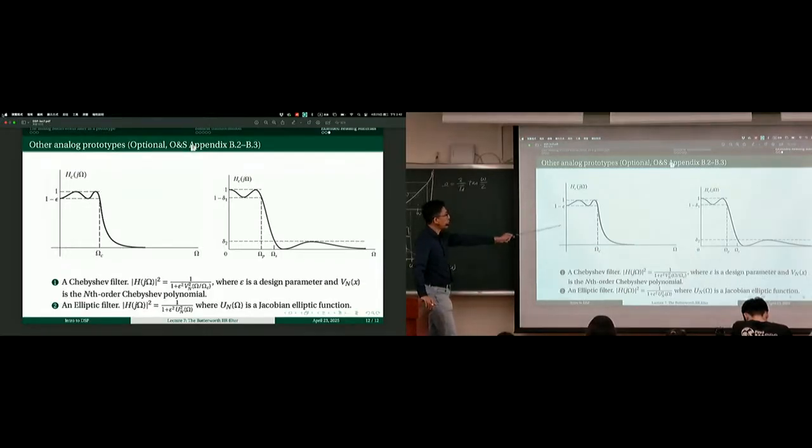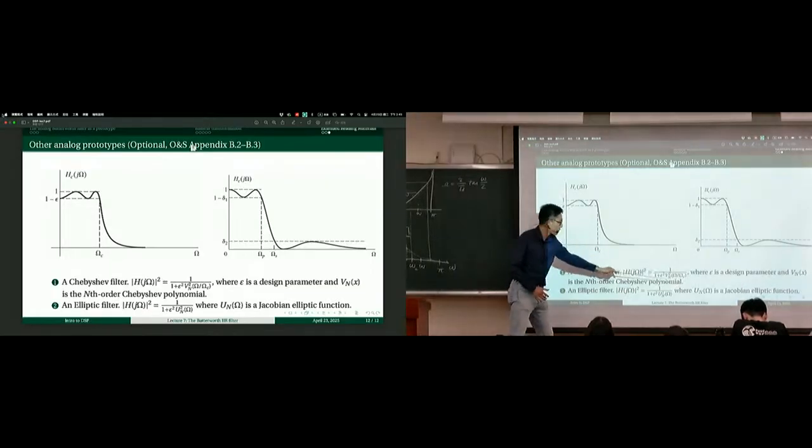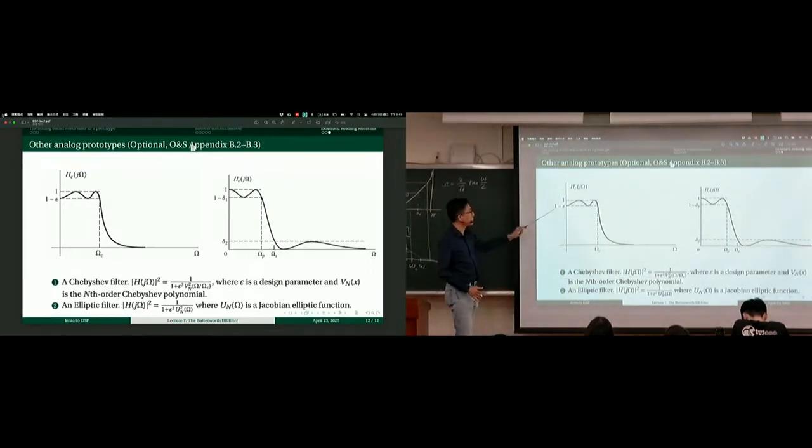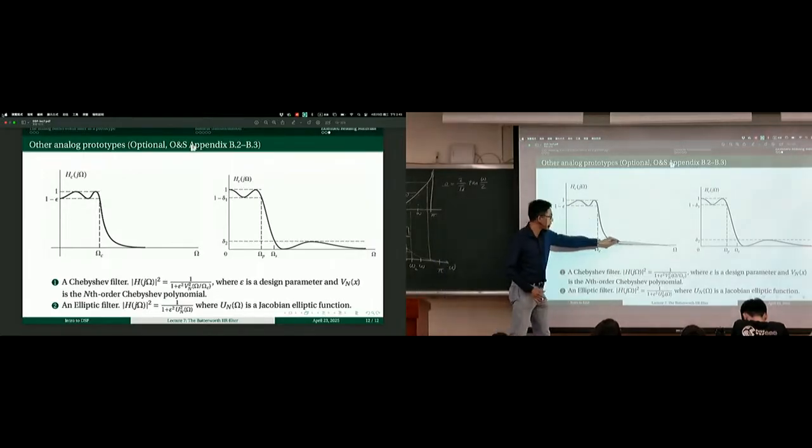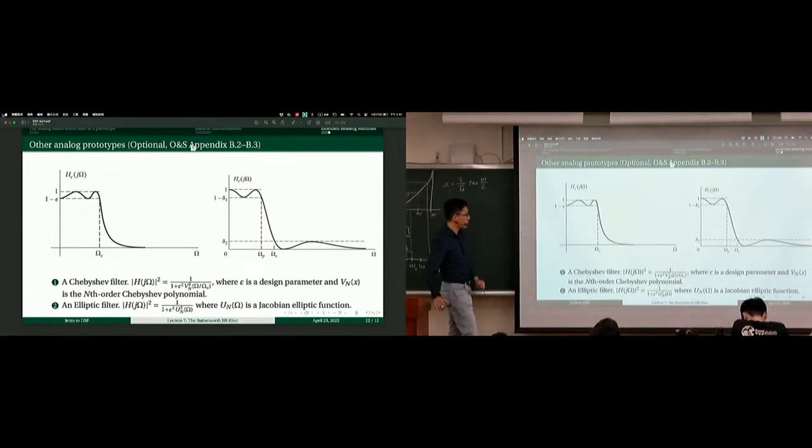So that's kind of a generalization from Butterworth. Okay, only this term is more complicated. So as a matter of fact, now the passband can have ripples, whereas the stopband has a nice monotonically decreasing magnitude response. Chebyshev filter using Chebyshev polynomial.